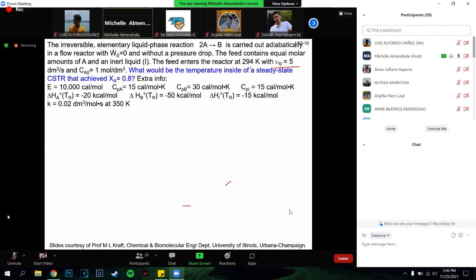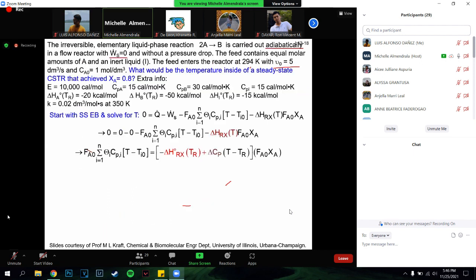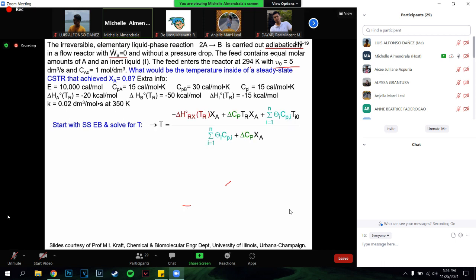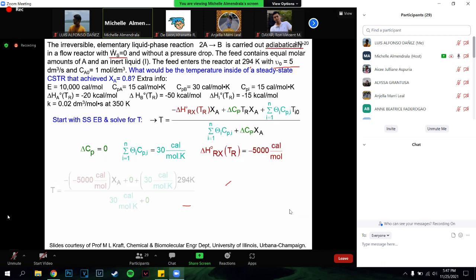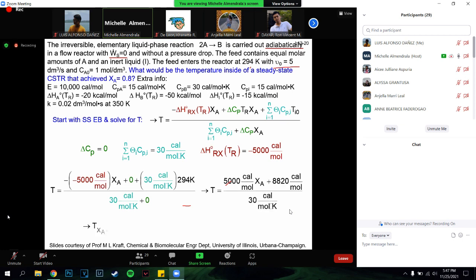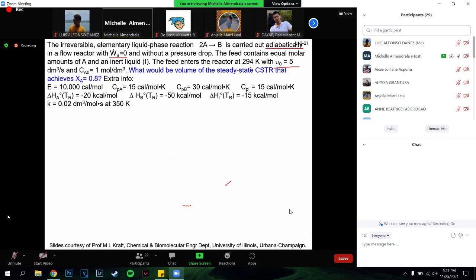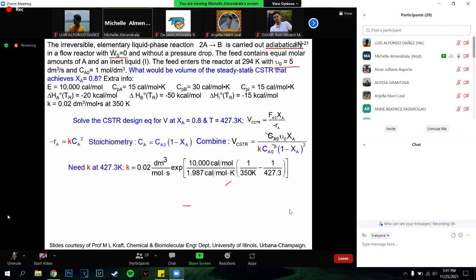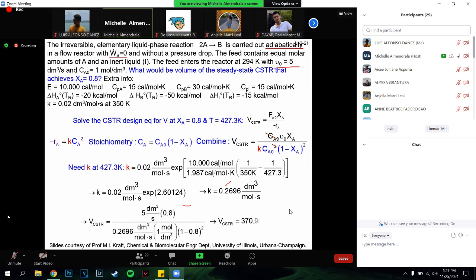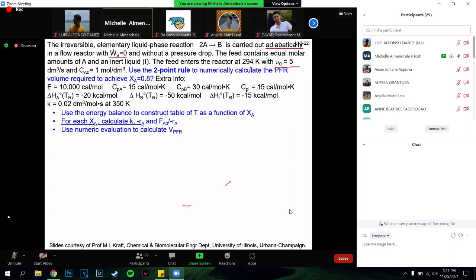So, sorry for that. Again, go over that equation and we can substitute directly the values of temperature and then X. For the volume, by evaluating your K first, you can measure your rate law. So 370. Then irreversible, carried out adiabatically.